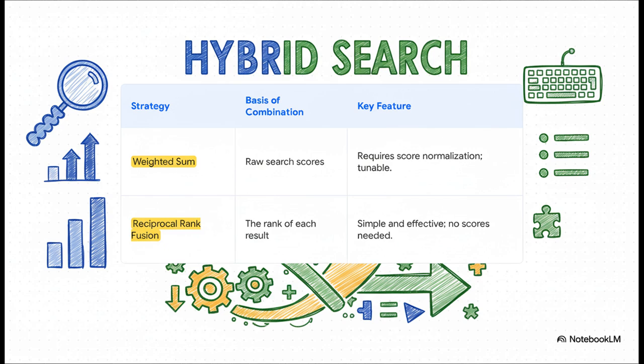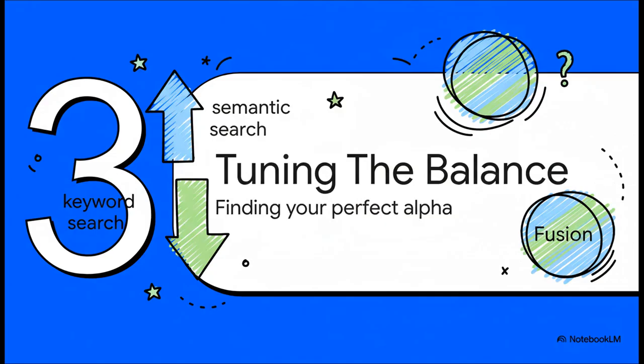But there's another approach, reciprocal rank fusion, or RRF, which is often just as good and way simpler. RRF totally ignores the scores. It only cares about one thing, a document's rank in each list. It's this super elegant, simple idea that just works. Whichever fusion method you go with, you're going to run into this little parameter, usually called alpha. And this is your magic dial.